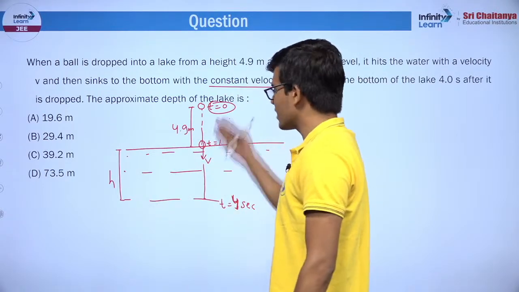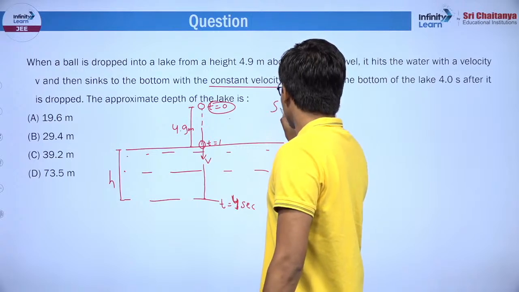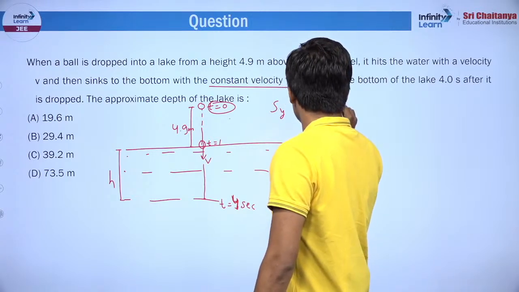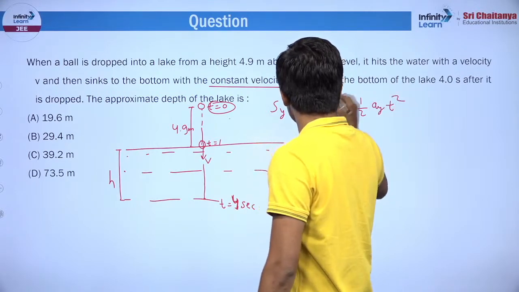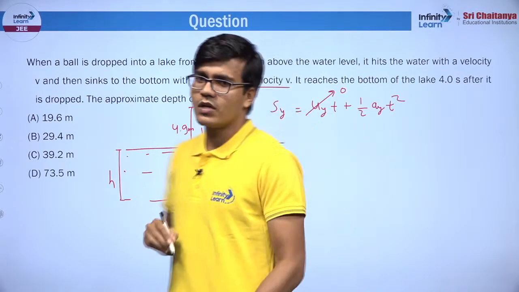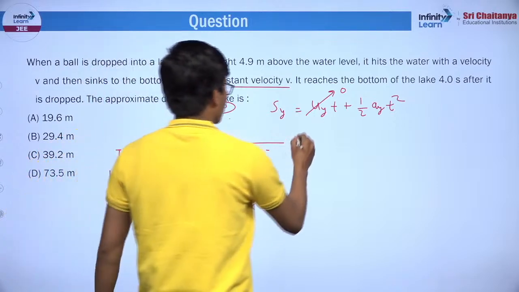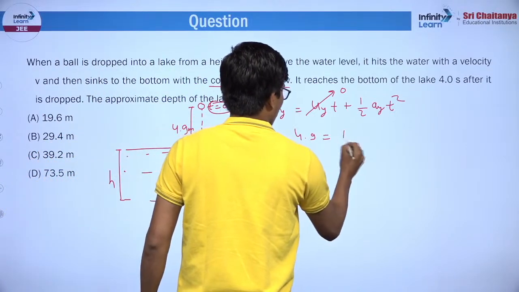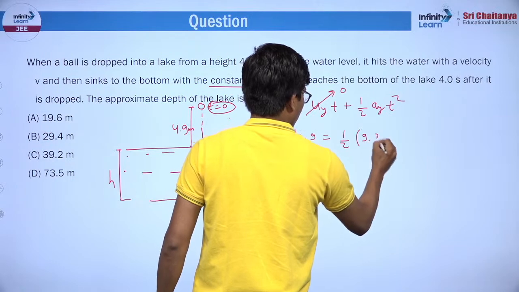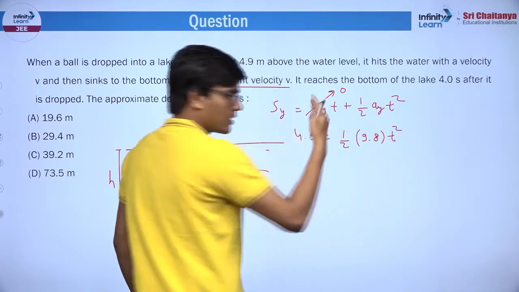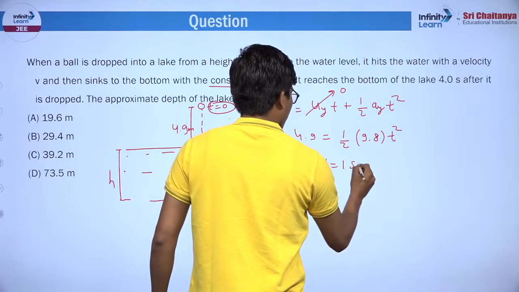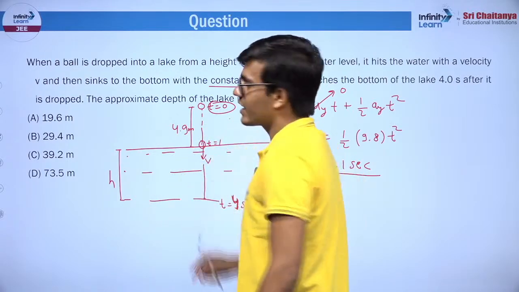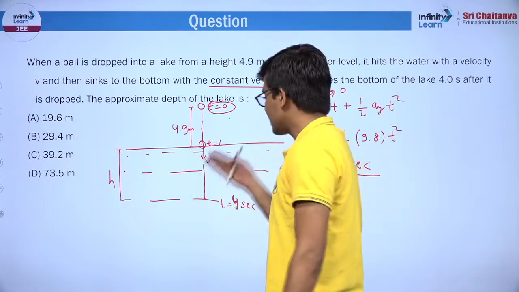So it's very simple, right? Motion under gravity, you can apply Sy is equal to uyt plus half ay into t square. It is dropped, so initial velocity is 0. And what is the displacement in y direction? That is 4.9 equal to acceleration in y direction, which is 9.8, that is g, acceleration due to gravity. So t will be 1 second. So this ball is reaching the surface of the lake at 1 second.